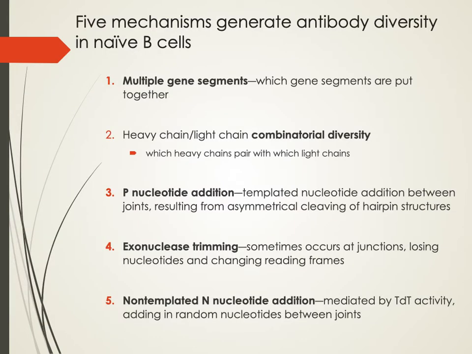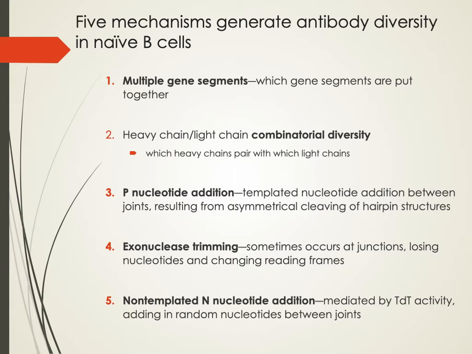So there are 5 mechanisms that generate antibody diversity in naive B cells. So we were just talking about multiple gene segments, so which segments are actually put together. But there's also what combination of heavy and light chain that we end up getting. So the heavy chain for IgG with lambda, the heavy chain for IgG versus kappa, but then within all of those combinations, we have different gene segments for kappa, different gene segments for lambda. And so, again, you can see how that would increase the diversity.